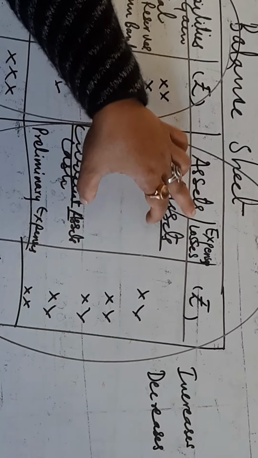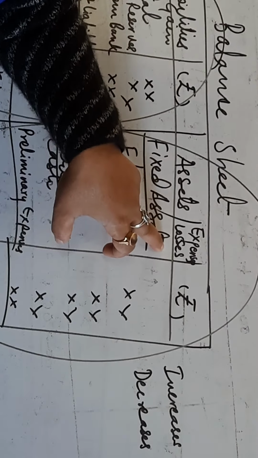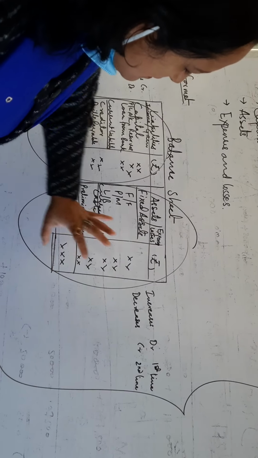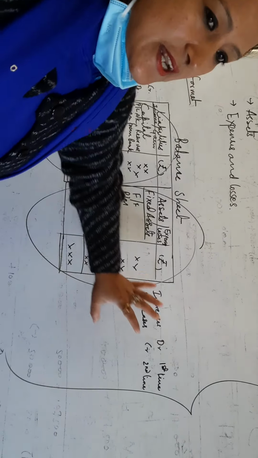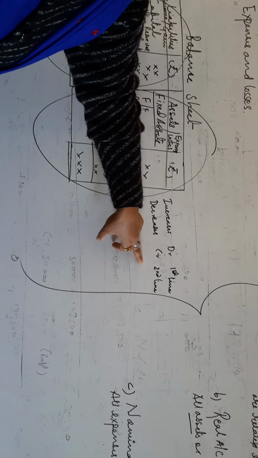Okay. So we consider assets and expenses and losses in the same manner. So this whole concept you can consider. If it increases, we write in the debit. If it decreases, we write it in the credit. That means the second line. Okay.